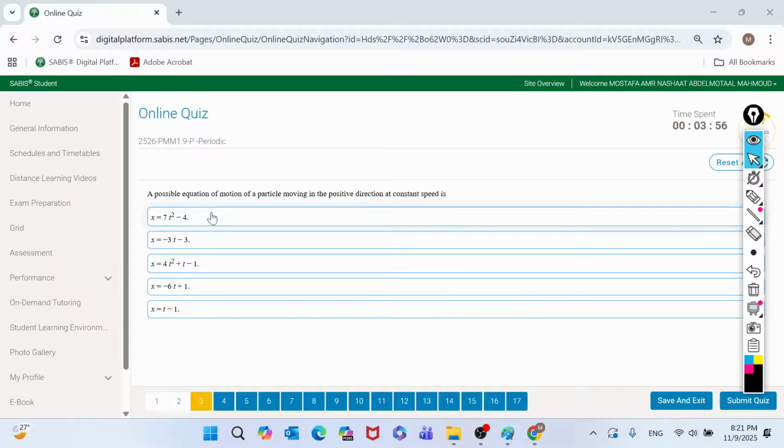Okay. A possible equation of motion of a particle moving in the positive direction at a constant speed. So constant speed is URM, and there's only one formula for URM. X equals Vt plus x0. So it's moving in the positive direction, so all they want is V to be positive. Everything else can be anything. So here, t squared, that's not the formula, so that's wrong. Negative 3, no, we need it to be positive. T squared, so that's wrong. Negative 6, so that's wrong. And here the velocity was positive, so that's right, so it's the last one.